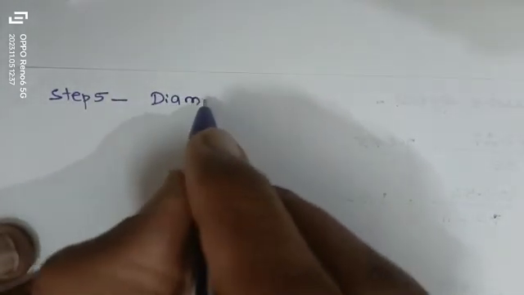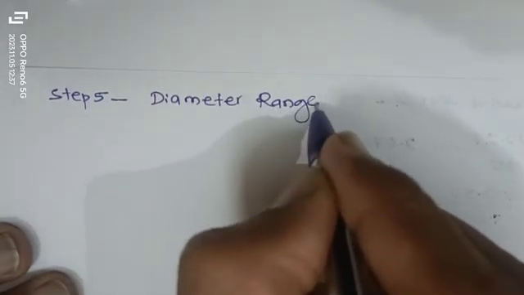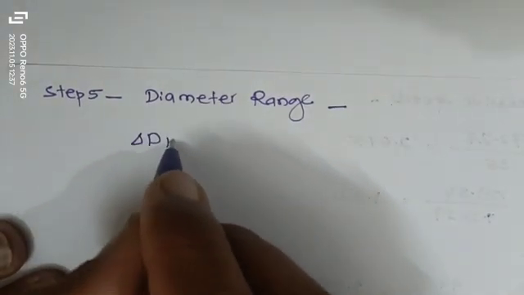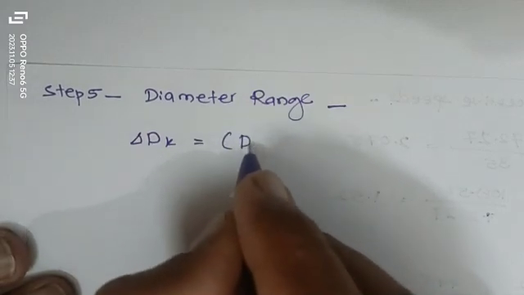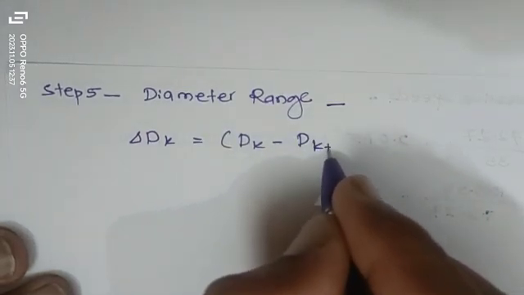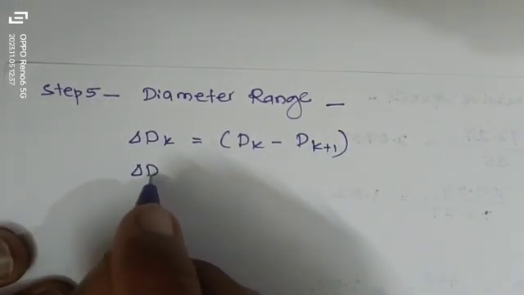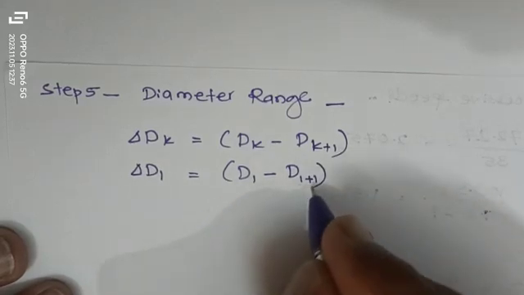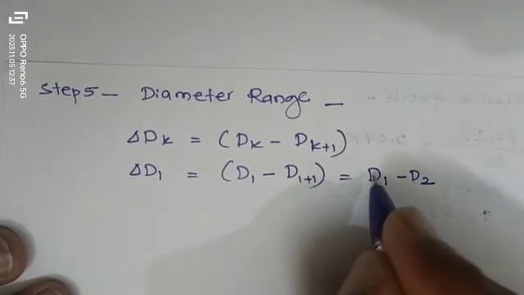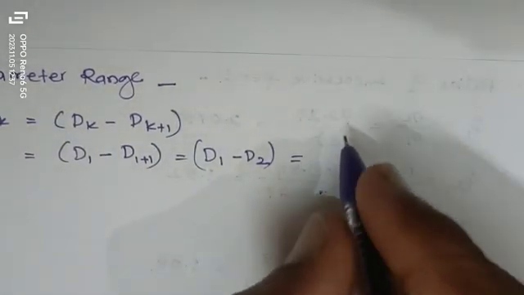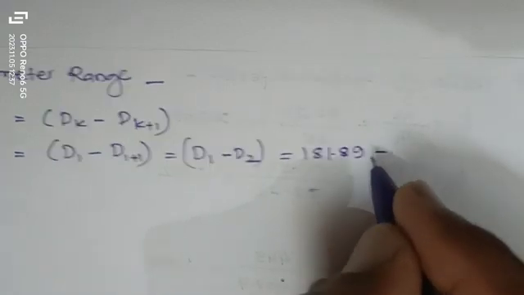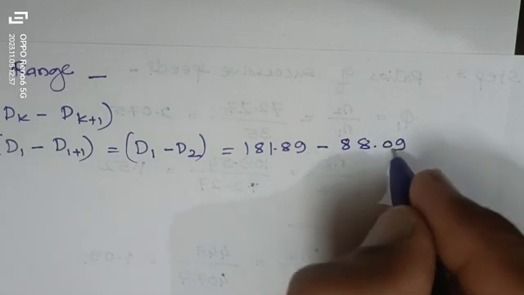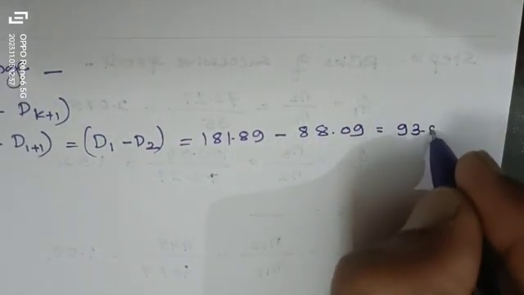Now step 5, calculate the diameter range of that workpiece. So we can say delta dk is equal to dk minus dk plus 1. So here delta d1 is equal to d1 minus d1 plus 1, that is d2, so d1 minus d2. d1 is 181.89 minus d2, which is 88.09, we get 93.8 mm.